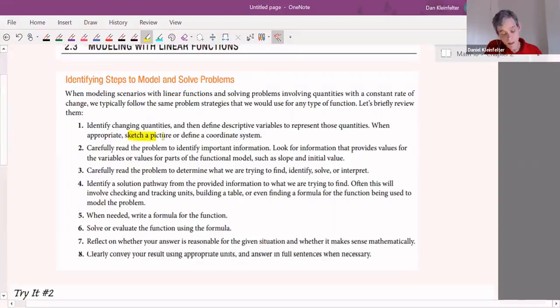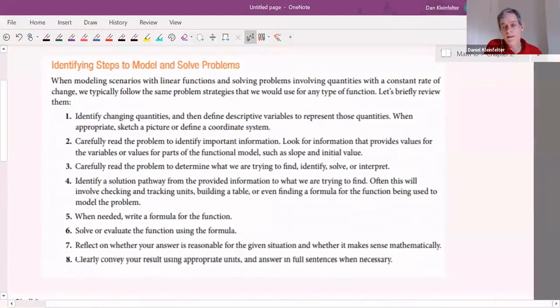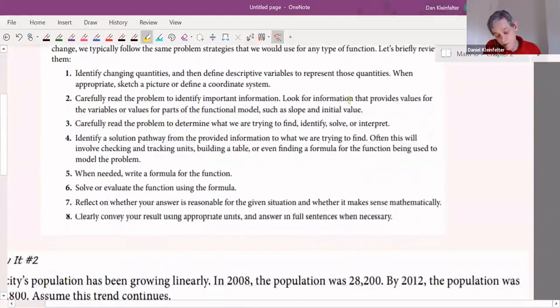Often a picture is helpful. Occasionally, putting up a coordinate system can be helpful. If your problem has any kind of geometric attribute, like it's something about rectangles or triangles, then it's a good idea to make a picture. You do have to carefully read the problem and decide what's important, and that in and of itself is a really helpful skill, to prioritize and decide what is important. Look for information that gives values for the variables or parts of the model, like the slope or initial value.